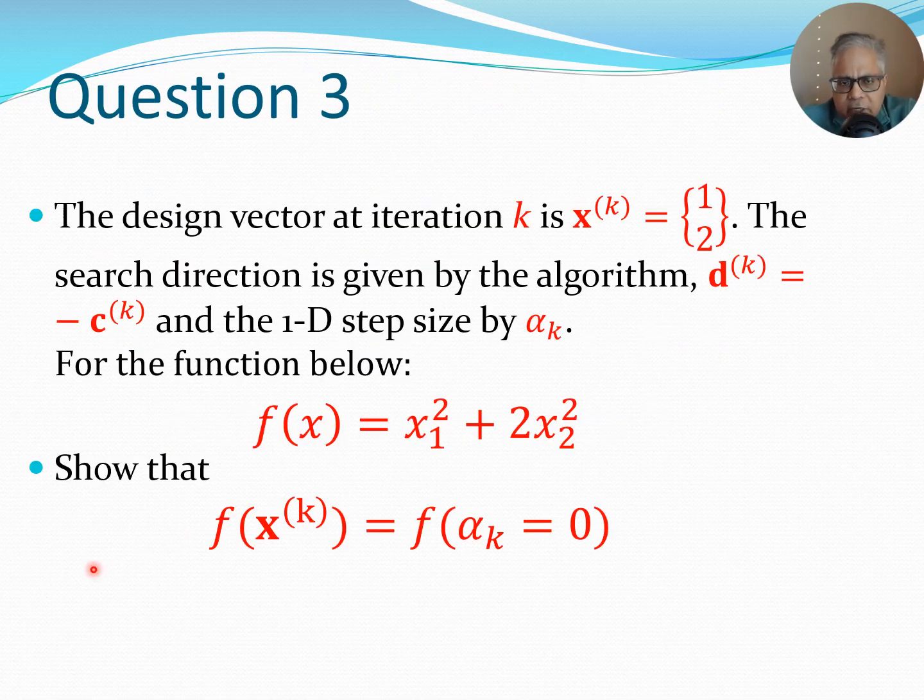Before we do that, there are certain characteristics of the problem when you look at search methods, which we are going to look at in terms of an example. We demonstrated many of these issues in the lecture class, that is lecture 6, and now let us look at the example. So again the same problem, xk is 1 2, dk is minus ck, and the function is fx is x1 square plus 2x2 square, and we have to show that f xk is f alpha k equal to 0. So let's try to do that.